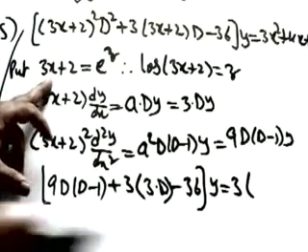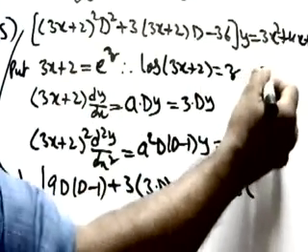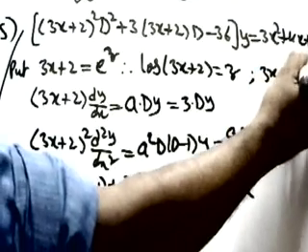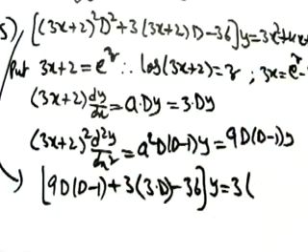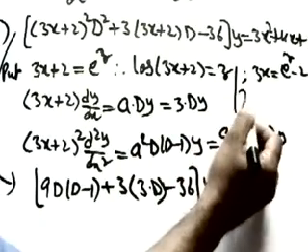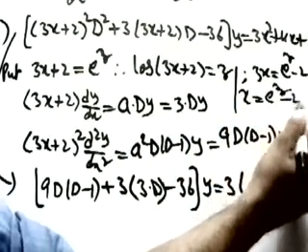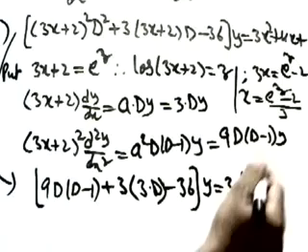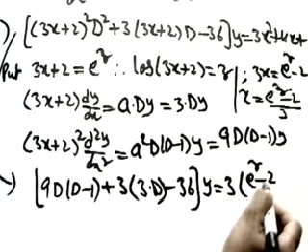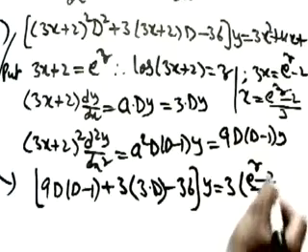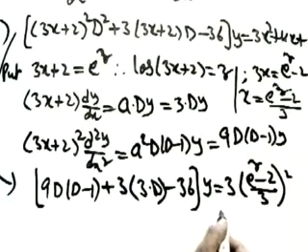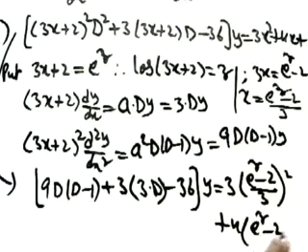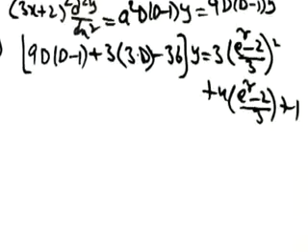Now bring the value of x from this. If you bring 2 here, I am writing 3x equals e power z minus 2. If you bring 3 there, it will be divided, so x will be (e power z minus 2) by 3. So 3 into x square means 3 into ((e power z minus 2) divided by 3) whole square, plus 4 into x, which is (e power z minus 2) by 3, plus 1.